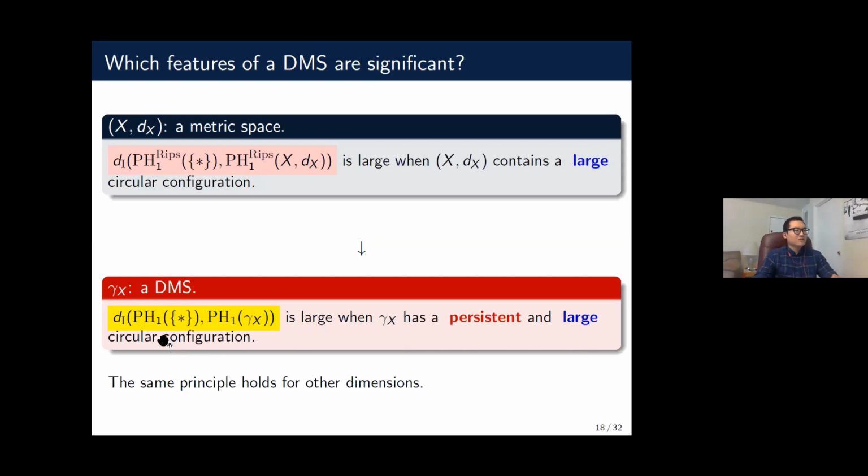For example, if we replace this one-dimensional homology by zeroth homology, then you can check that this corresponding value can be large only when gamma x contains at least two subclusters which are far from each other, and this state persists for a long time.